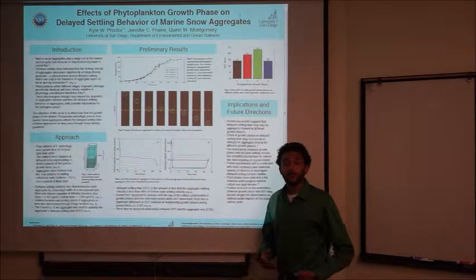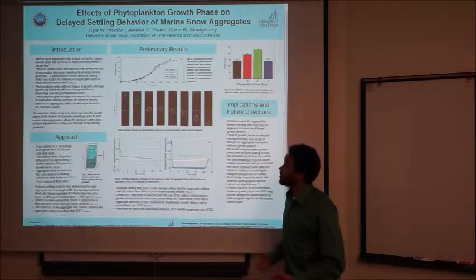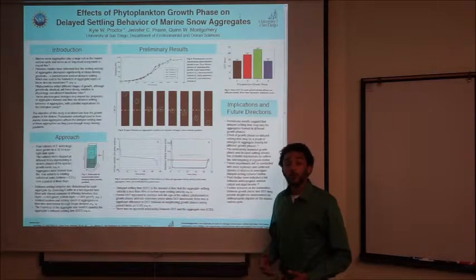Additionally, other studies have shown that phytoplankton cultures actually have different physiological attributes in different growth phases. With these factors in mind, the objective of this study was to determine how the growth phase of phytoplankton cultures used to form marine snow aggregates would affect their delayed settling velocity at sharp density gradients.